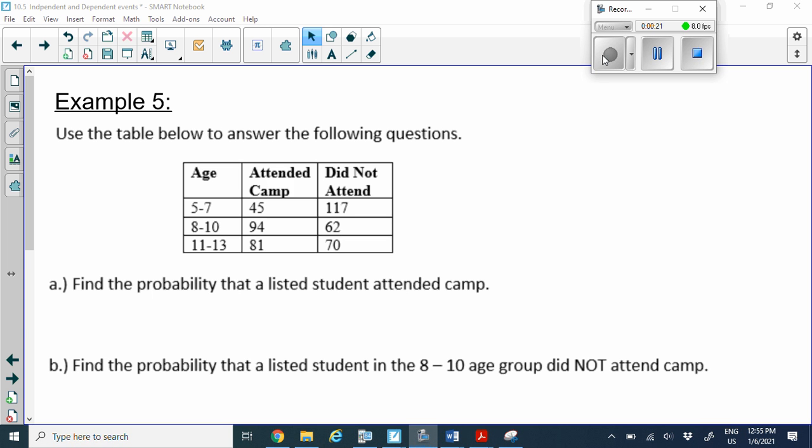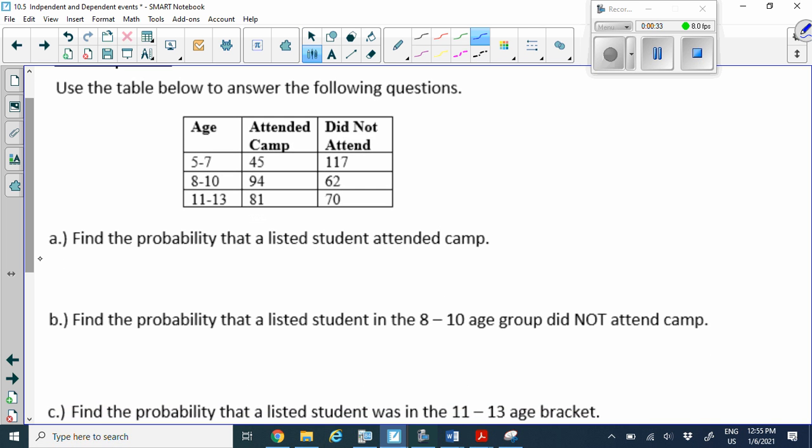Here that means we want to figure out how many students attended the camp, no matter the age, and we need to know the total amount of students. In order to do that, we need to count up all of those who attended. So we're going to do 45 plus 94 plus 81, and when you add those up, that gives us 220.